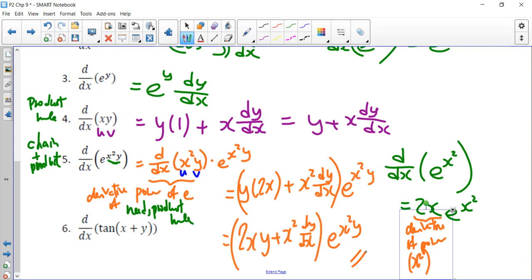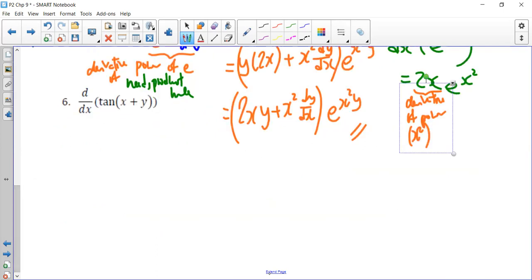If you don't understand, try to replay it again and follow along. And if you're happy with this, I would suggest you take a different paper and try to differentiate e to the power x squared y again. Try it on your own. Right, next one. Differentiate 10x plus y.